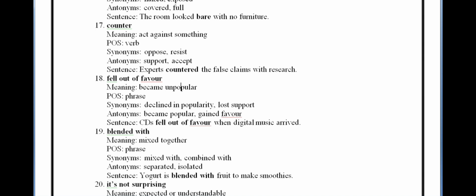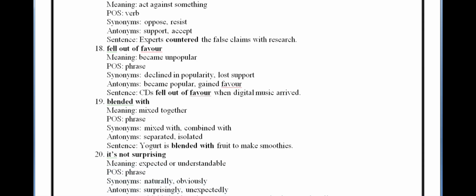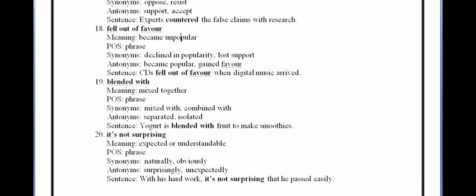The 19th word is blended with, that is mixed with. It is a phrase. Synonyms are mixed with or combined with. Antonyms are separated or isolated. Sentence: yogurt is blended with fruit to make smoothies.